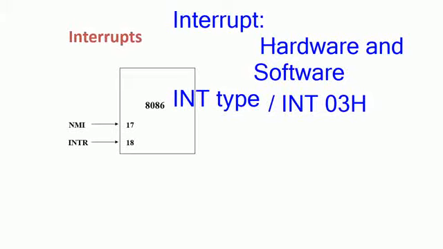Now, under the hardware interrupt, hardware interrupts are further classified into two types. One is a mandatory interrupt, another one is a non-mandatory interrupt. Mandatory interrupts are called non-maskable interrupts. Non-mandatory interrupts are called maskable interrupts. One is a non-maskable interrupt, which is nothing but the mandatory interrupt. Another one is a maskable interrupt.